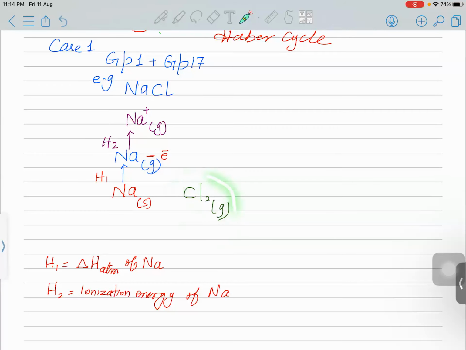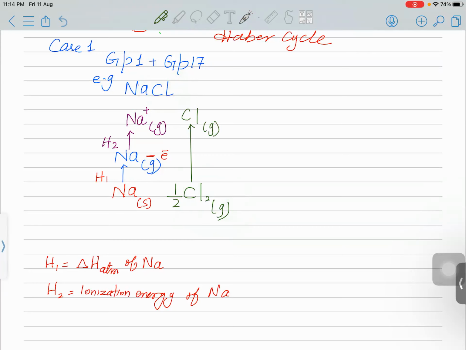So how can we change Cl2 into Cl? Half Cl2. Half Cl2, very good. So when we divide Cl2 by 2, you will get 1 Cl. So directly convert this Cl2 into Cl and write it just near the sodium ion.